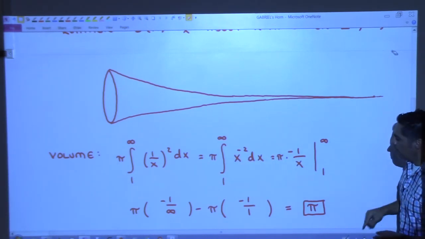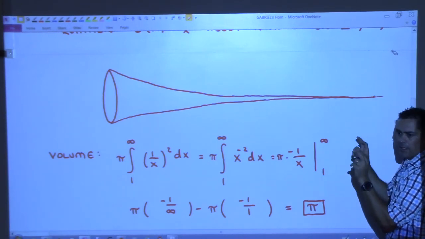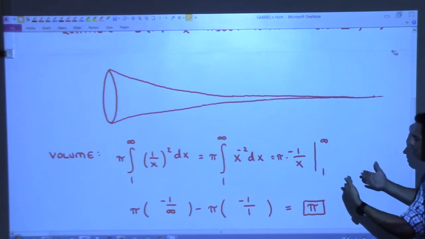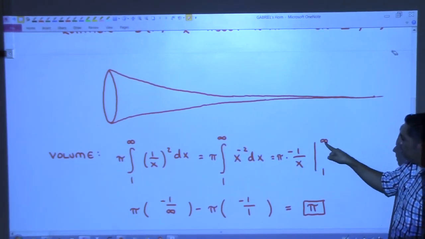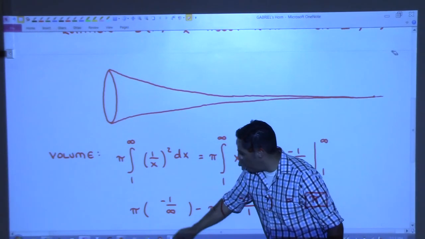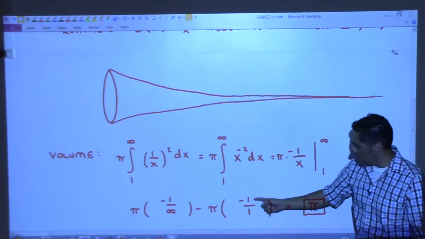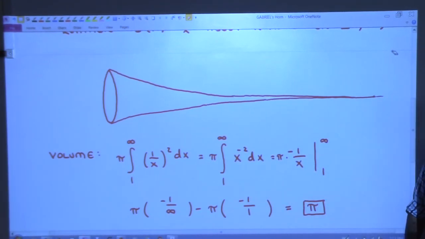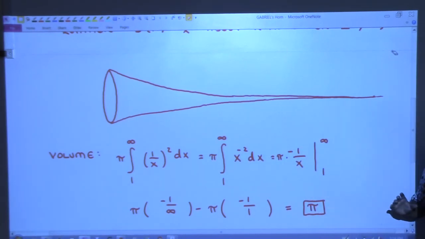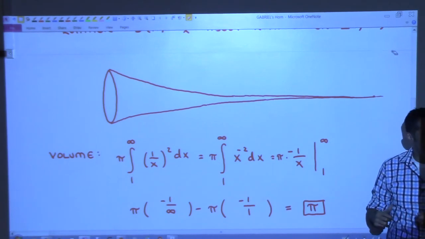I get this. And then I'm supposed to use a limit. Technically, I'm supposed to use a limit because this is an infinity. But I could just say 1 to infinity and just think of it as a limit. Like what would happen if I let that x become infinite? I get negative 1 over a huge number, that would go to 0, wouldn't it? So this would go away. But if I plug in 1, I would get just this. And so at the end of the day, you get pi. Okay? So this horn, this Gabriel's horn or Gabriel's trumpet, this thing has a finite volume. Even though it goes forever, the volume of this is finite.